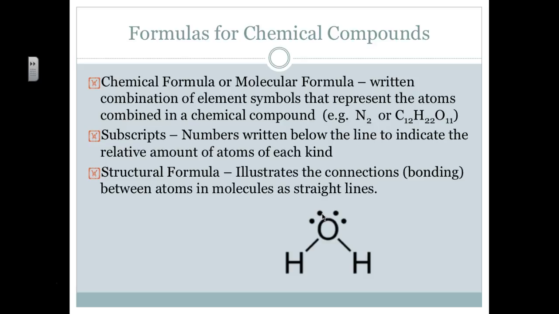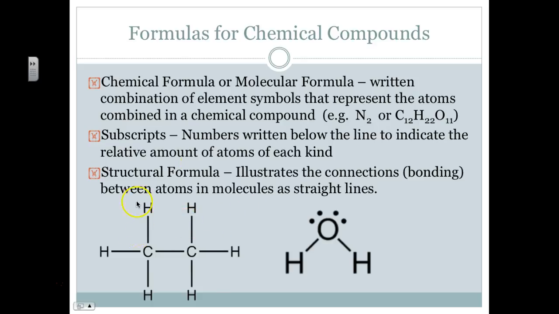Again, this is not something you have to know right now, but just know that this is called a structural formula. And where the two different kinds of elements meet is called a bond, and it's represented by a straight line. And you go, that's diagonal. It's straight. Here's another example.